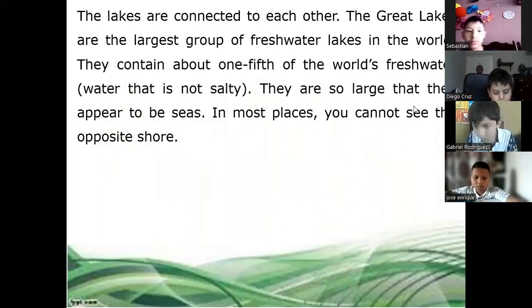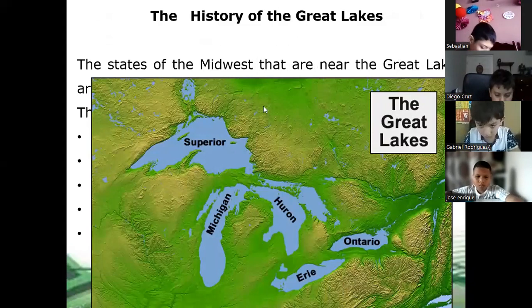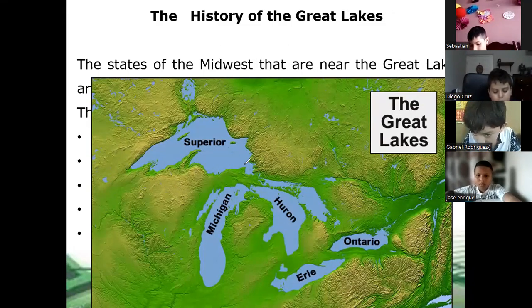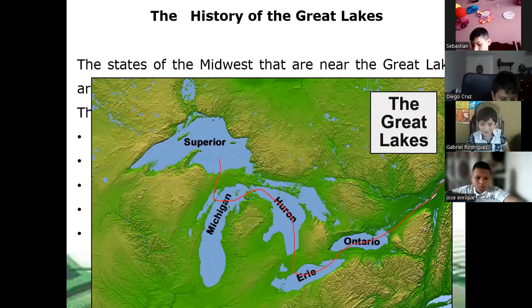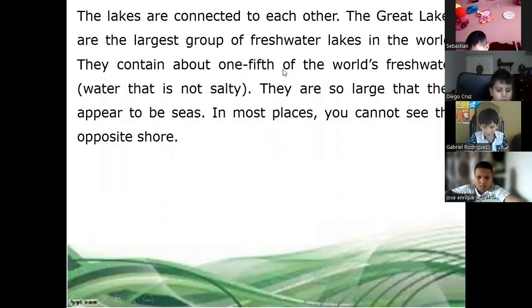Something very interesting about these lakes: the lakes are connected to each other. So if we go back to this one, it means this lake, okay? The water goes through here, or maybe the other way. From here to here, then maybe here, here, and there is a river over here that finishes in the Atlantic Ocean. So that's an interesting fact about these Great Lakes. They are connected to each other.